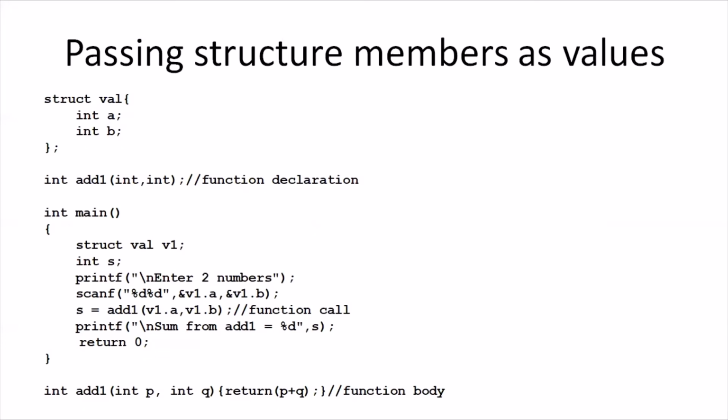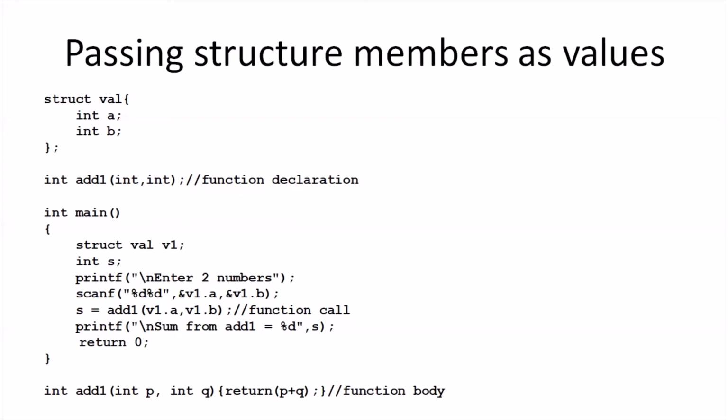Next, we call the function add1 while passing v1.a and v1.b as parameters to the function add1. Note that here we are passing the members of the structure variable v1 as values to the function add1. In the function add1, the value stored in v1.a gets copied into the local variable p, and the value of the variable v1.b gets copied into the local variable q. The function add1 returns the sum of p and q back to the main function, which gets stored in the variable s. Finally, we display the value of the variable s.